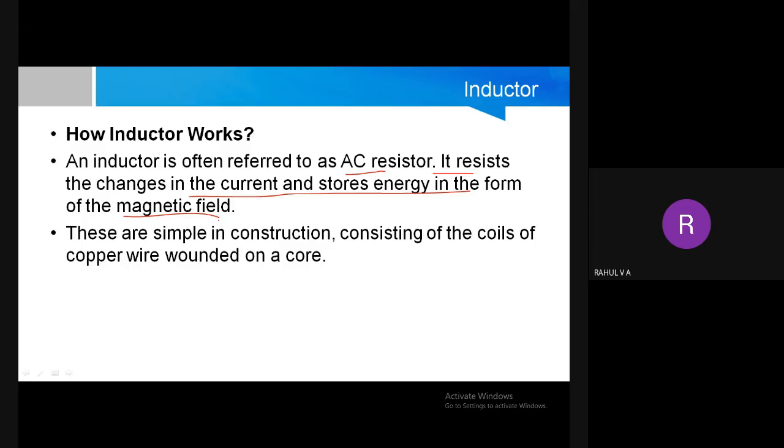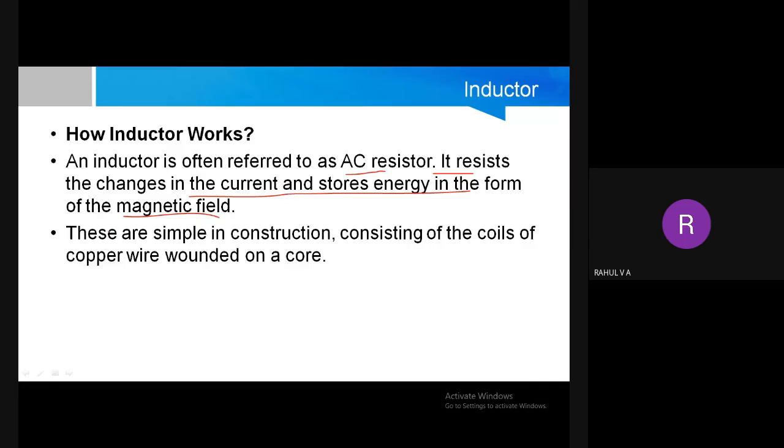Inductor energy store ചെയ്യുന്നത് magnetic field ആണ്, but capacitor ഏത് ഫോമിലാണ് energy store ചെയ്യുന്നത്? It stores energy in the electric field. Okay, so that is a difference. So it is an AC resistance. It resists changes in the current and stores energy in the form of magnetic field.